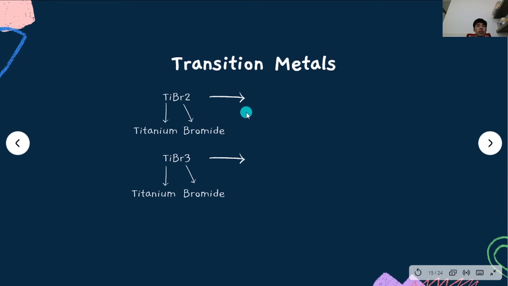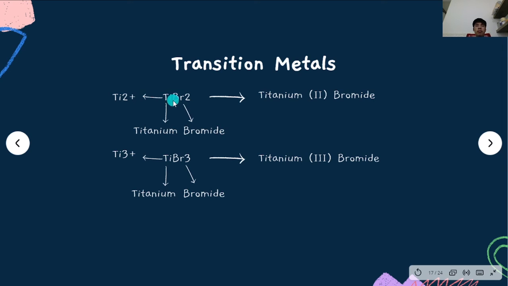So TiBr2 is called titanium(II) bromide, and TiBr3 is called titanium(III) bromide. The reason for that is because the TiBr2 compound contains Ti2+ ions, positively charged 2 ions, while the TiBr3 compound contains a Ti3+ ion, 3 plus positively charged ion. So in dealing with transition metals, we need to use a Roman numeral to indicate the charge of the ions.